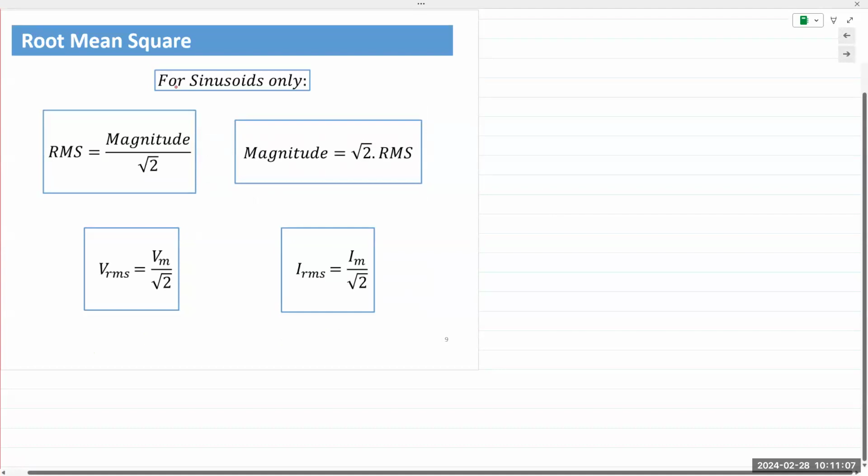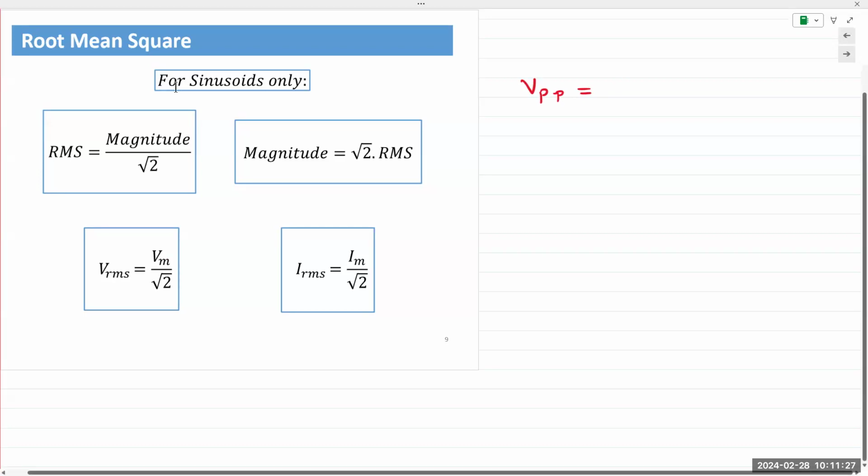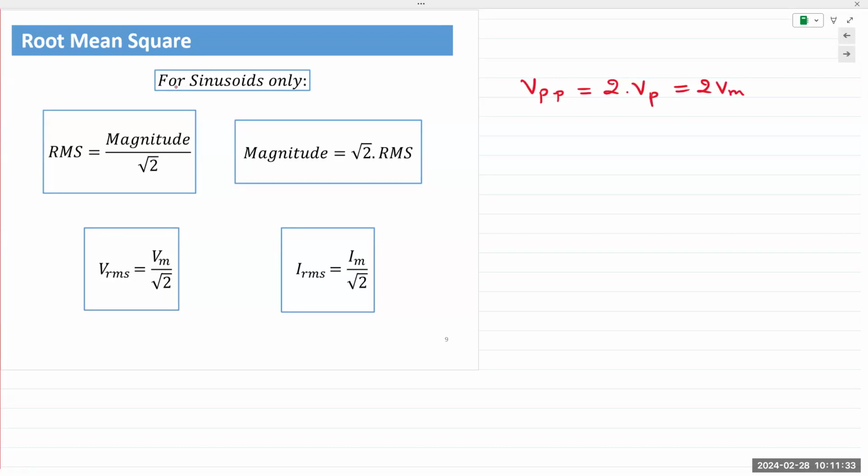Did I cover this or not? The relationship between RMS and the magnitude. Okay. One thing I would point out is if you've seen VP-P or VPP, that stands for peak to peak. You're measuring from the maximum value to the minimum value of the waveform. And so typically it's 2 times the peak value. So it's 2 times VP or 2 times VM.